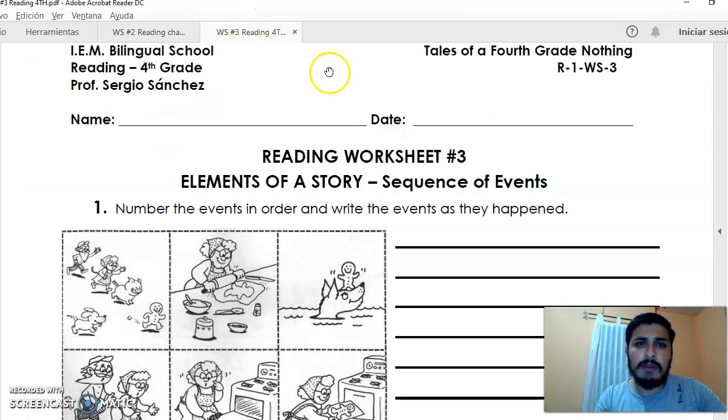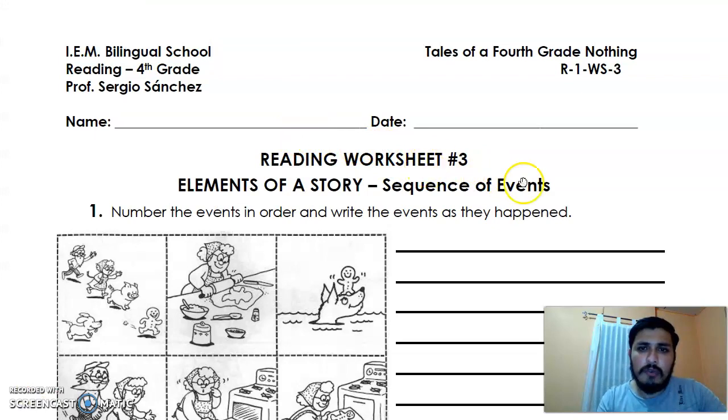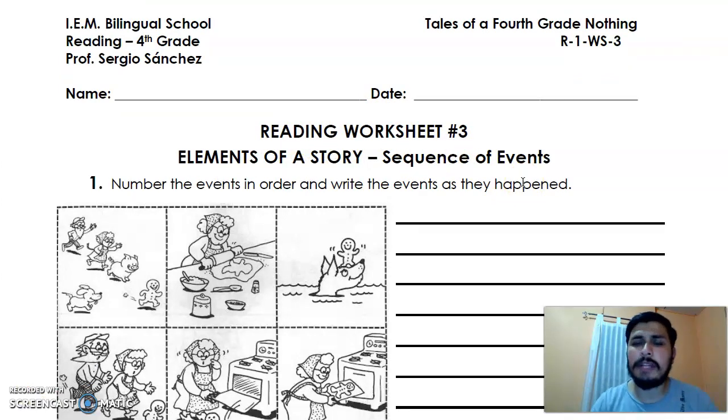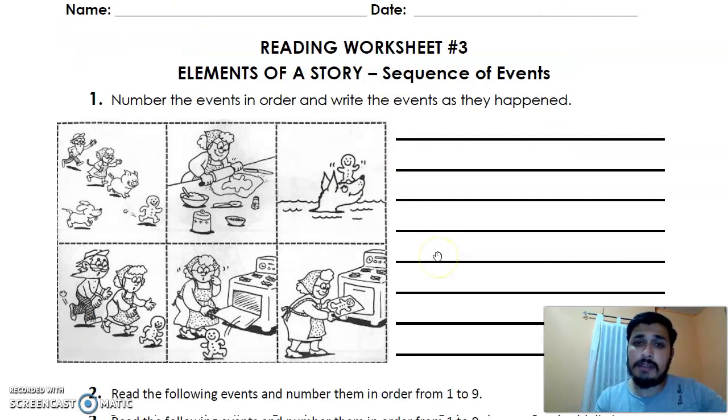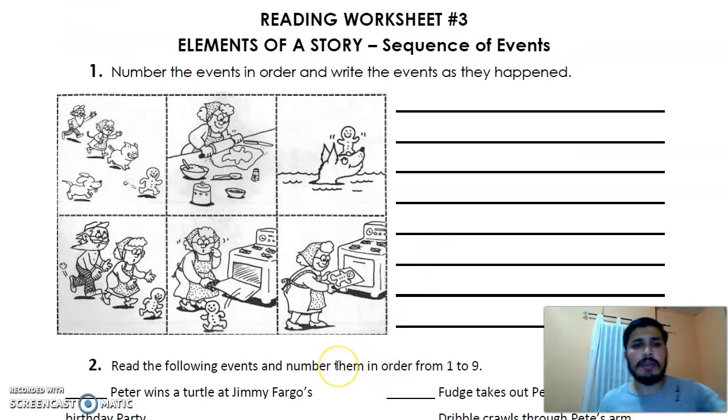Now, in the next one, let's continue with our next work. It's reading worksheet number 3. Our worksheet refers to something really important that we need to consider when reading a story. What is it? The order of the story. Because we need to keep things in a sequence. So right here I put 6 drawings that represent the story. It's your job to number the events in order and write the events as they happened, from 1 to 6, and also write the story as it happened.